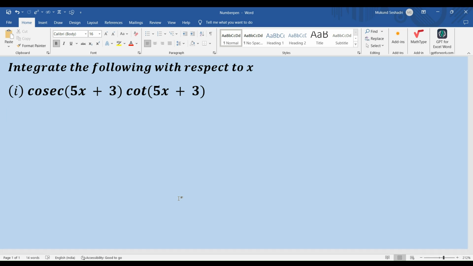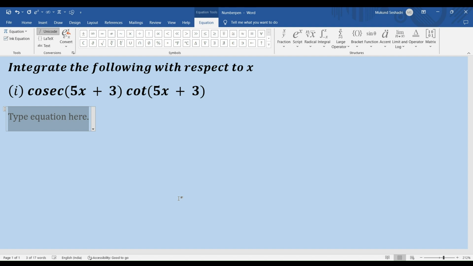So there we have the problem on our screen. Integrate the following with respect to x. And we have cosecant of 5x plus 3 times cot 5x plus 3, right? So what have we been given when we've been told to integrate?